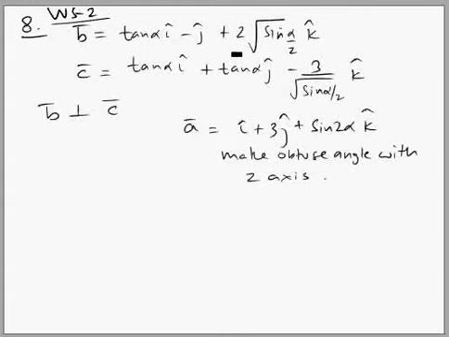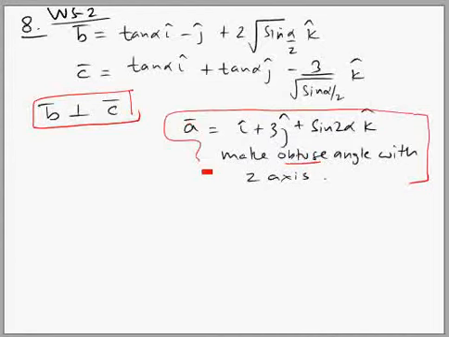Vector b is given in component form, ijk form: tan alpha i cap minus j cap plus 2 root of sin alpha by 2 into k cap. Vector c is given like this, and it is mentioned that vectors b and c are orthogonal, perpendicular to each other, and there is another vector a that makes an obtuse angle with the z-axis.